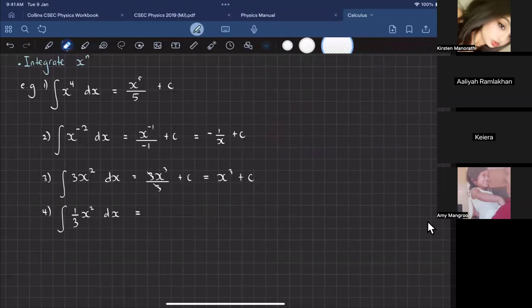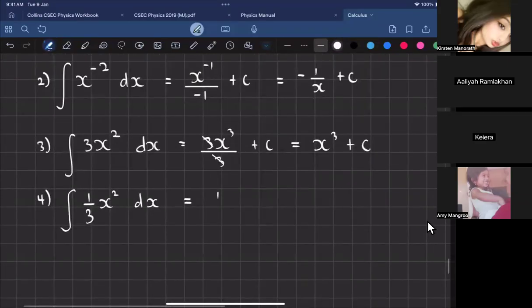All right, Alia, what did you get for my question before? I wanted x cubed over 3. Right, but we need to write the answer in a different form. So you're correct. You have 1 over 3. So you have a third x cubed all over 3. That's correct.